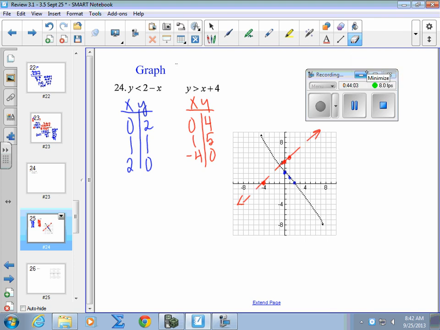Alright. So the question is, where do we shade? We shade below the blue line and above the red line. So sectionally we shade below the blue line, above the red line. Everybody okay with that?